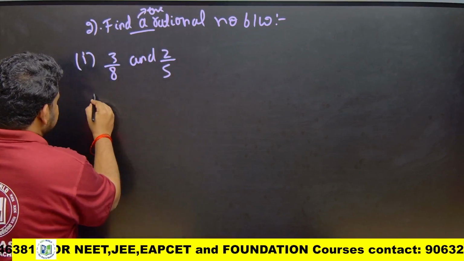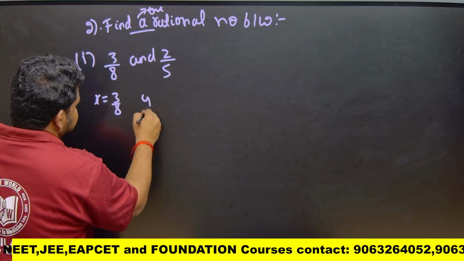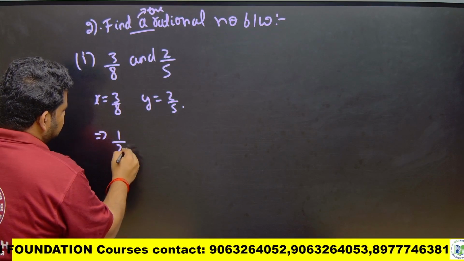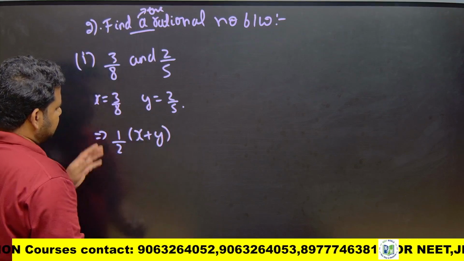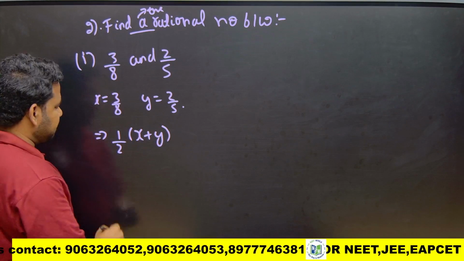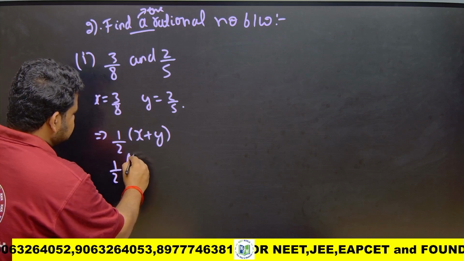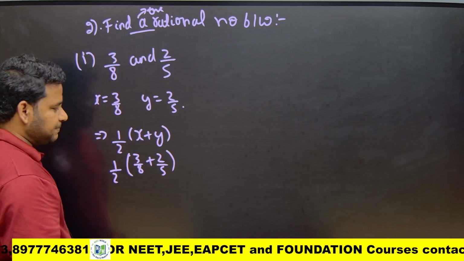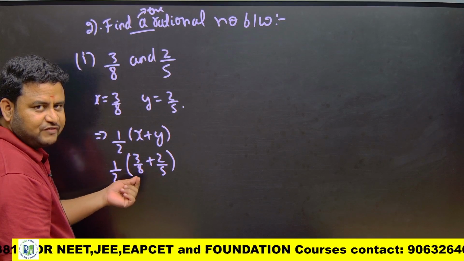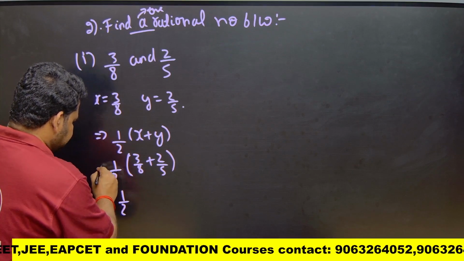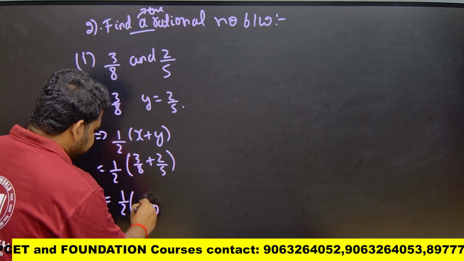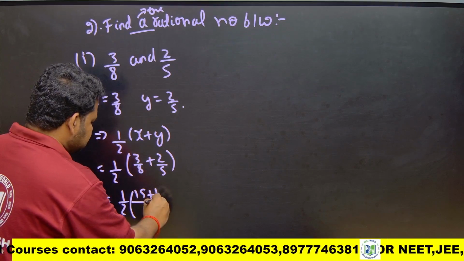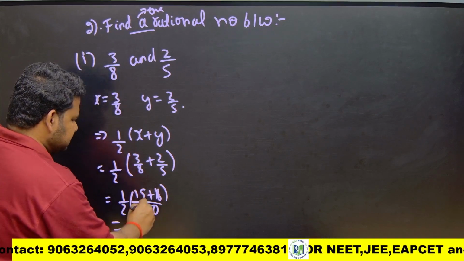So here let x be 3 by 8 and y be 2 by 5. The rational number between 3 by 8 and 2 by 5 is equal to 1 by 2 into x plus y. x plus y is 3 by 8 plus 2 by 5. Now I have to take the LCM. LCM of 8 and 5 is 40. 8 5s are 40, 5 3s are 15. 5 8s are 40, 8 2s are 16. So this becomes 15 plus 16, which is 31 over 40.